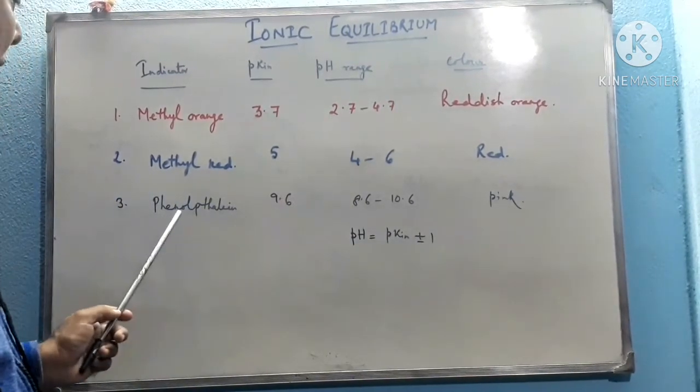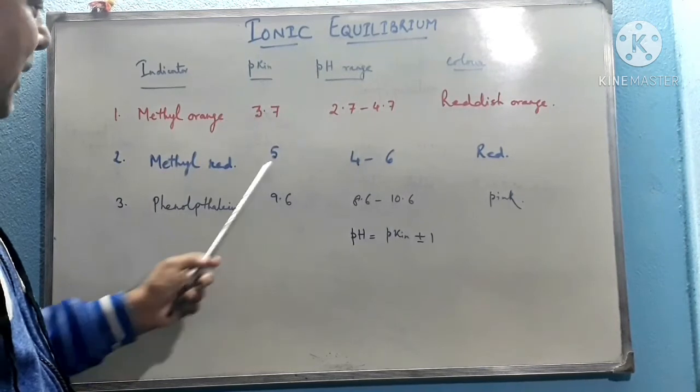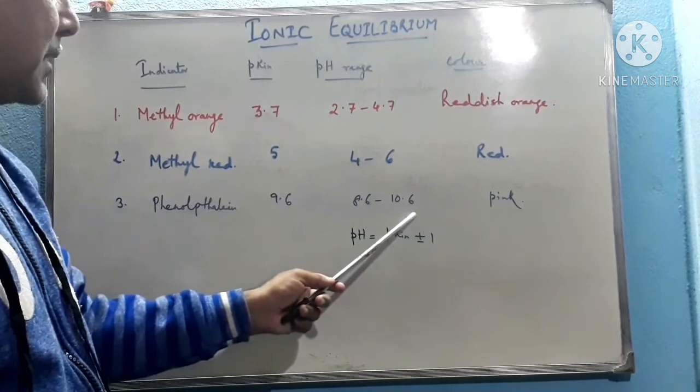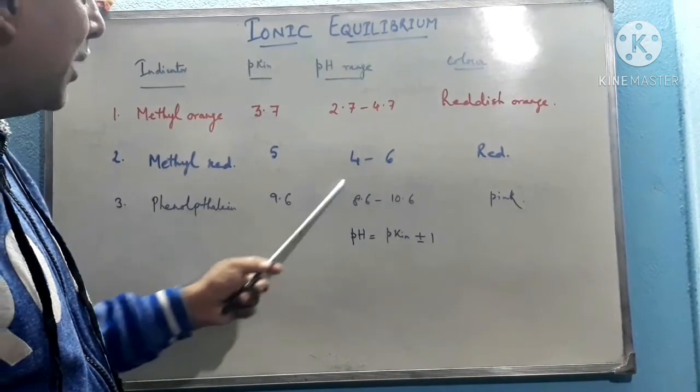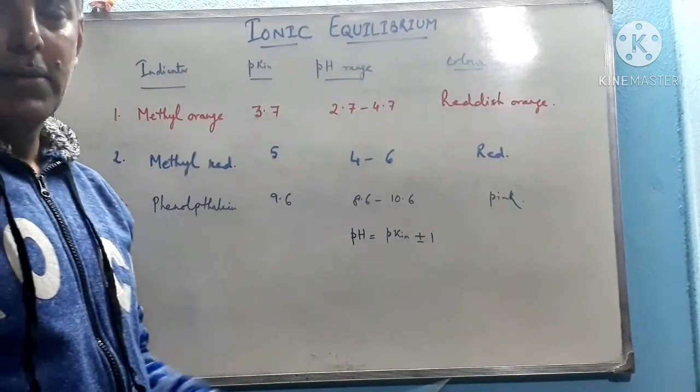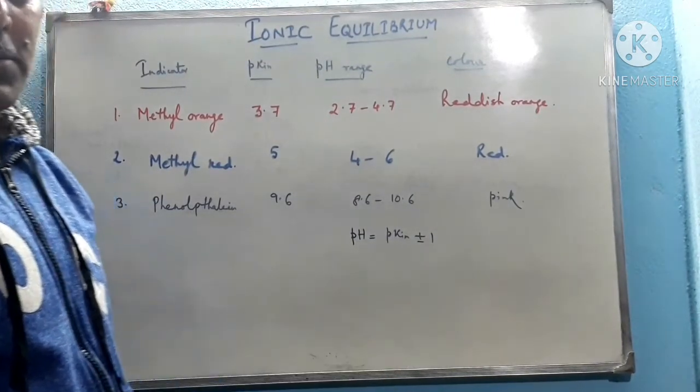And phenolphthalein, see this, the pKin value is 9.6. So plus or minus 1 means 8.6 to 10.6. The range is within the alkaline medium, 8.6 to 10.6. The color is pink in solution. So it is an alkaline indicator.